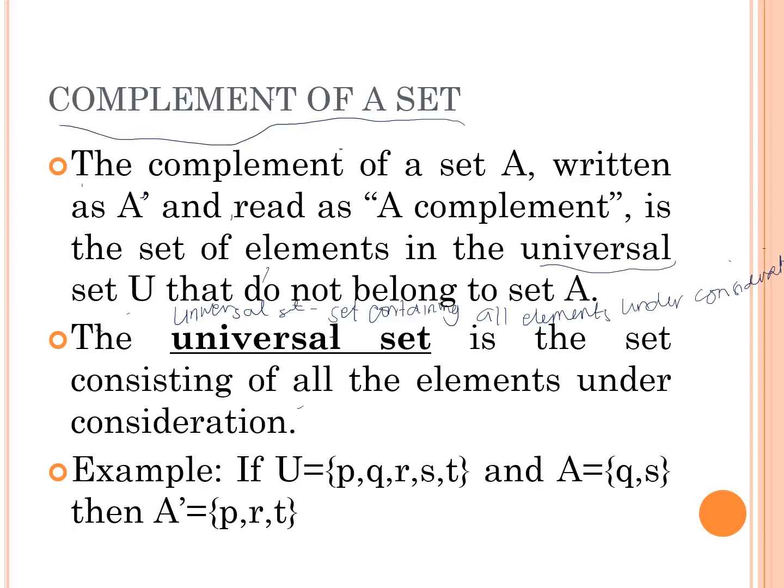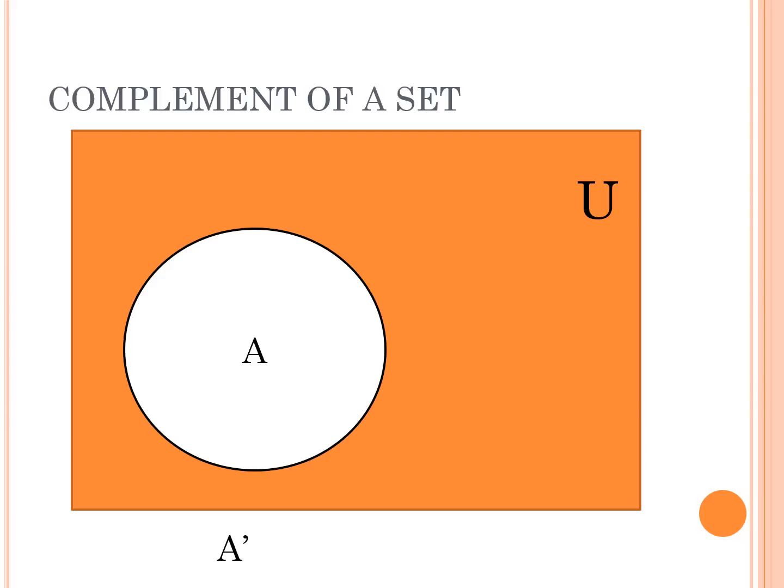Now we have here an example. We have set U with elements P, Q, R, S, T. Set A with elements Q and S. For us to get the elements of A prime or complement of A, we simply remove the elements of set A in U. When we remove Q and S, what is left is P, R, T. So that is the complement of set A. And when we draw a Venn diagram to show complement of a set, we simply shade the area outside of circle A, and the shaded part contains the elements of A prime or the complement of set A.